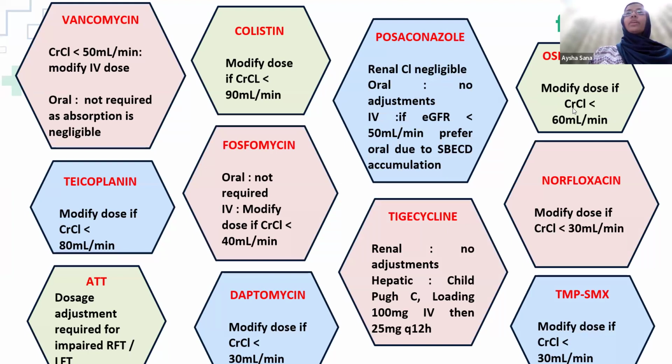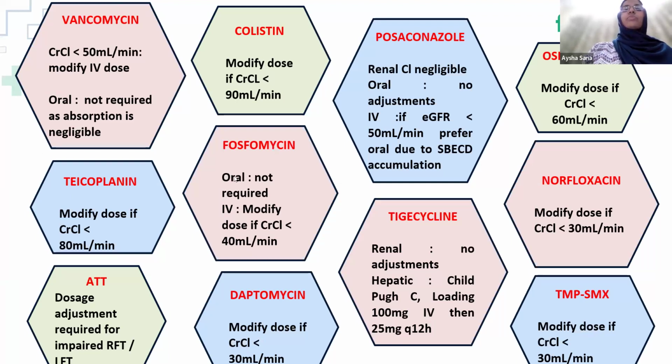Oseltamivir dose modification must be done if the creatinine clearance is less than 60. Norfloxacin dose modification should be done if the creatinine clearance is less than 30. For sulfamethoxazole and trimethoprim, dose modification must be done if the creatinine clearance is less than 30. For tigecycline, there are no renal adjustments, but for a hepatic Child-Pugh score of C, loading dose 100 mg IV, then followed by 25 mg 12th hourly. For daptomycin, modification must be done if the creatinine clearance is less than 30.